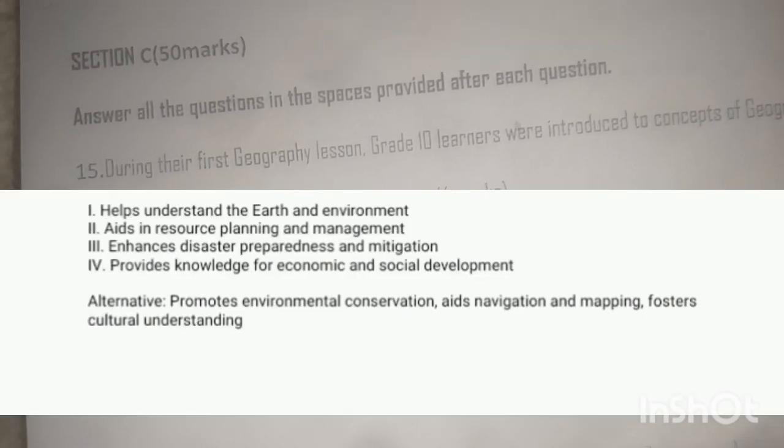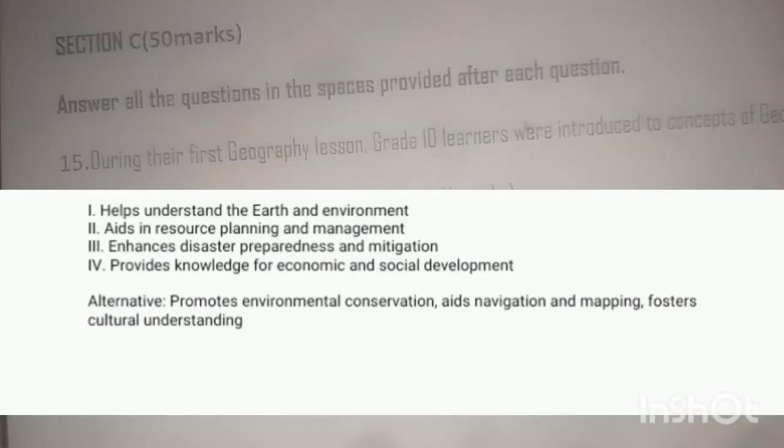Section C, answer all the questions in the spaces provided after each question. So, question 15. During the first geography lesson, grade 10 learners were introduced to concepts of geography. State four importance of studying geography. Why do we have to study geography? One is for intellectual fulfillment. You have a lot of questions maybe about the atmosphere and the earth, so that answer there.